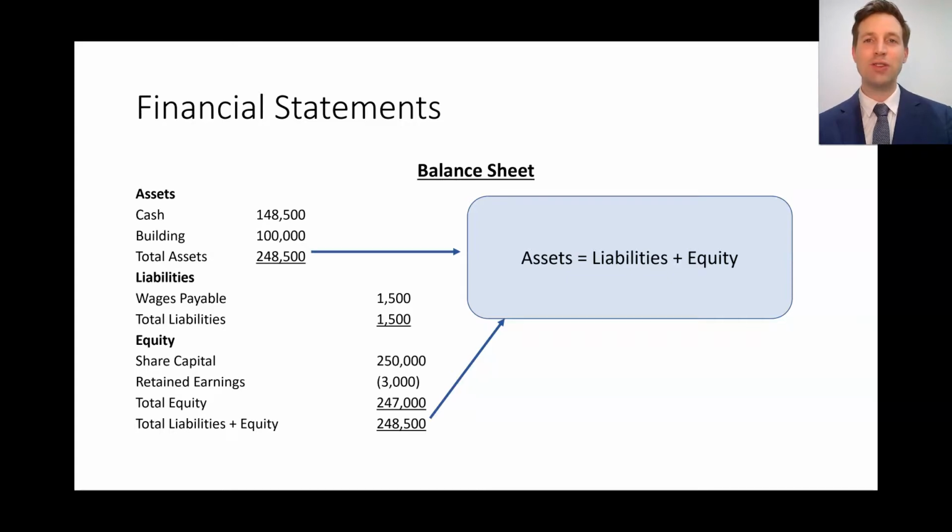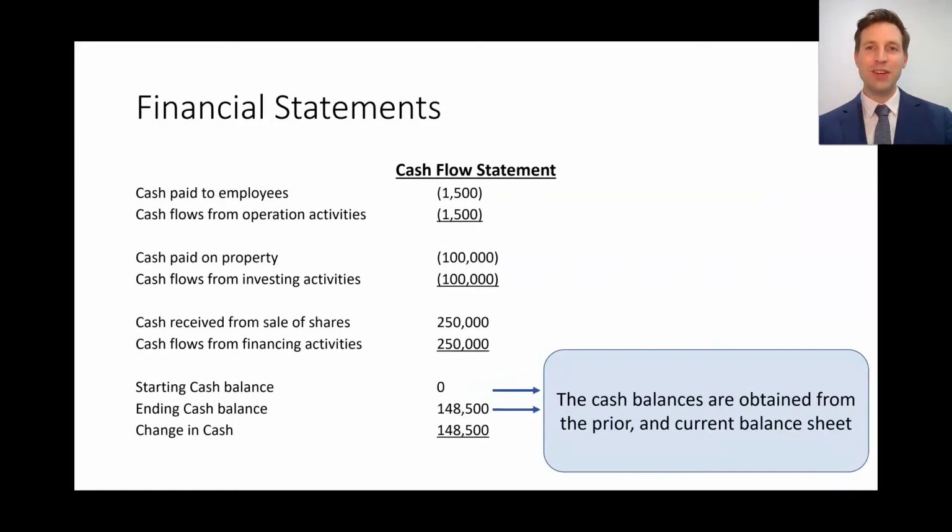And here we can see our total assets are $248,500. And when we add up our liabilities and equity, it also totals $248,500. The final statement is the cash flow statement.